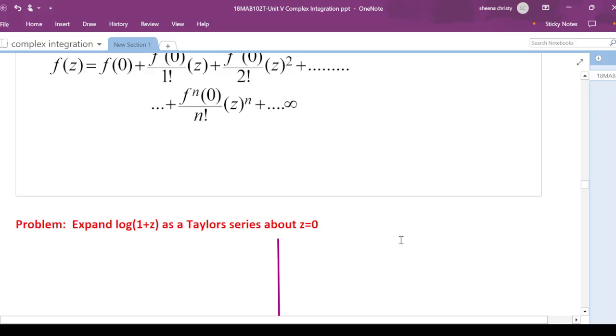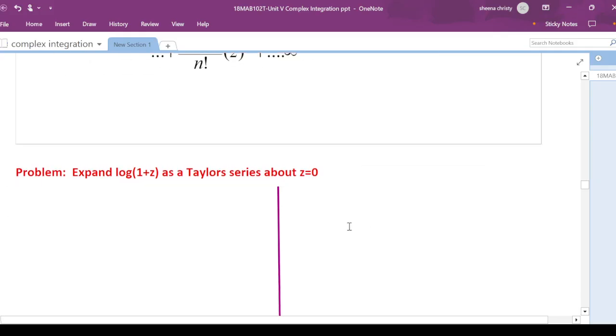Expand log of 1 plus z as a Taylor series about the point z equal to 0. How to solve this? Here the function f of z is log of 1 plus z. What is it about the point 0? You are going to have log 1 is 0.